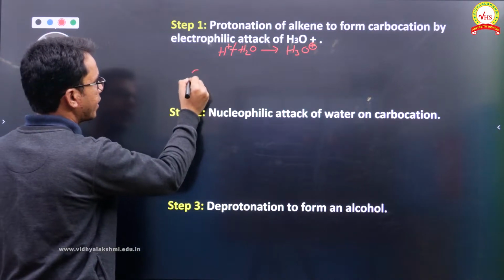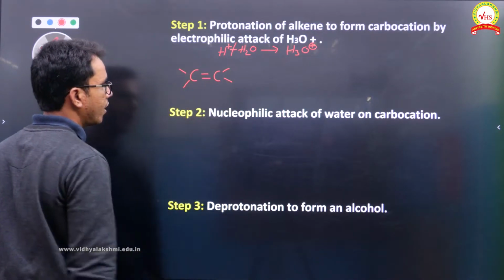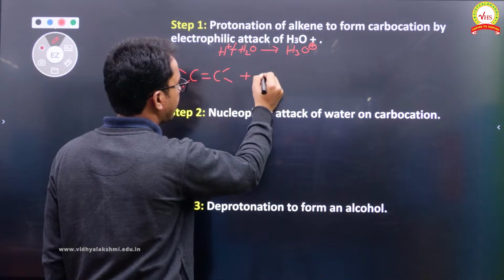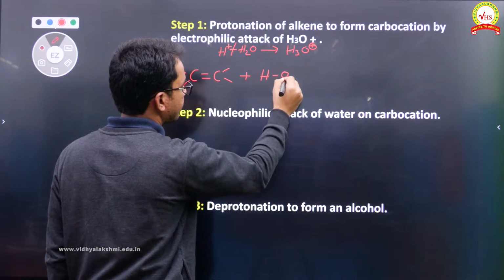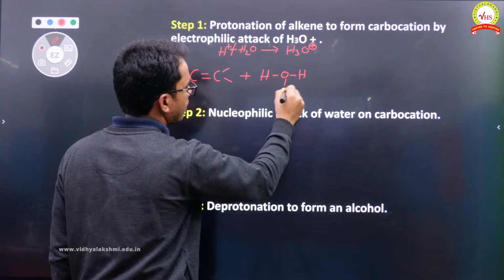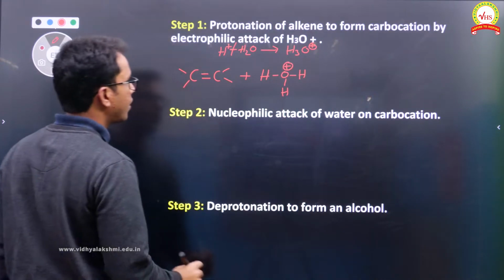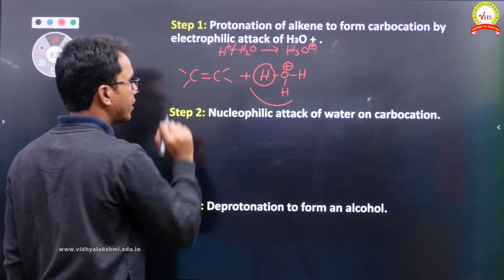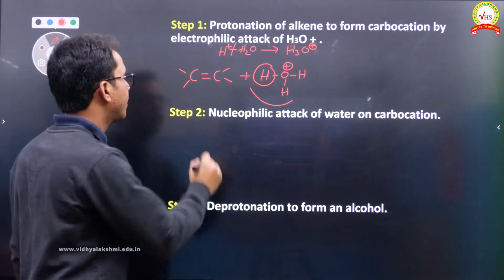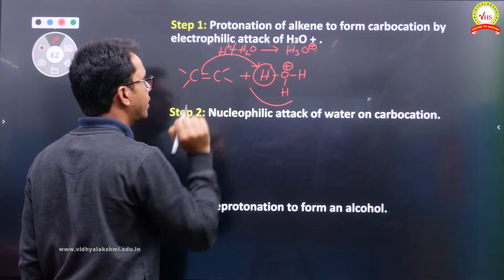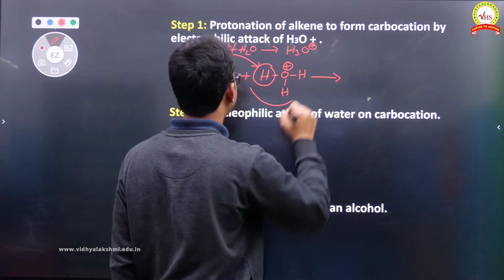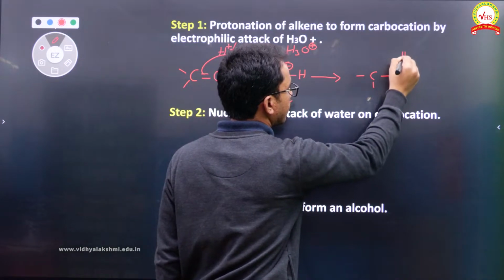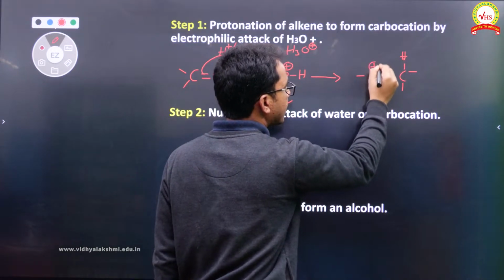Now let us take an alkene, that is C double bond C. You can take any alkene, I am just taking a generalized alkene over here. Hydronium ion is positively charged. The H plus acts as an electrophile and the double bond pi bond acts as a nucleophile. Attack of the pi bond on the proton takes place. When it attacks, a new bond forms between carbon and hydrogen, and the adjacent carbon gets a positive charge.